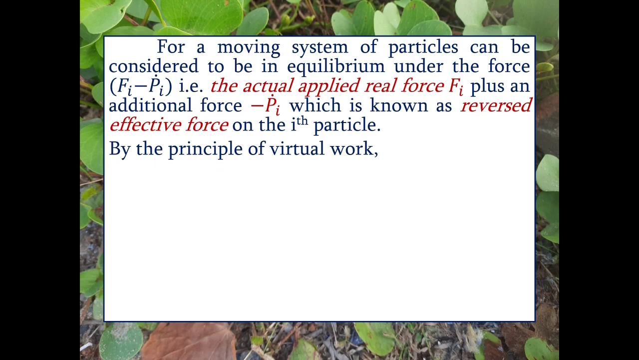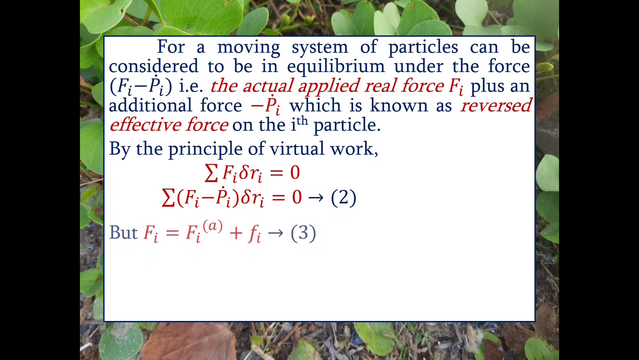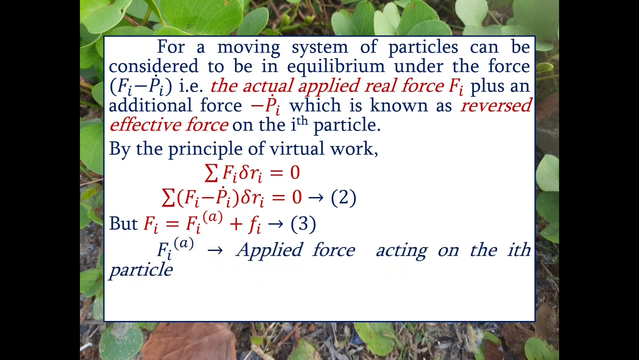I have already introduced that this principle is based on the principle of virtual work. So we make use of this principle. The mathematical representation is the sum over i of Fi into delta Ri equal to 0. We know Fi is the force acting on the ith particle, and delta Ri is the virtual displacement the system makes in a small time. So in place of the force Fi, we can write Fi minus Pi dot into delta Ri equal to 0. But this capital Fi is equal to Fi of A plus small fi. Here Fi of A is the applied force acting on the ith particle, and small fi is called the forces of constraint on the system.